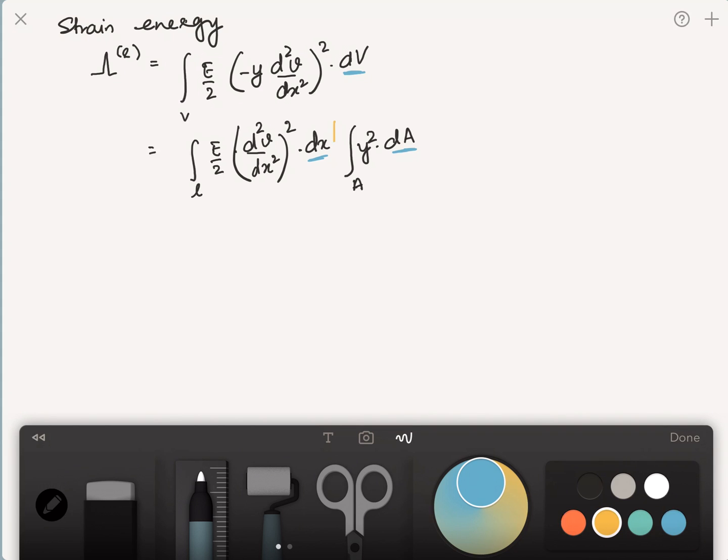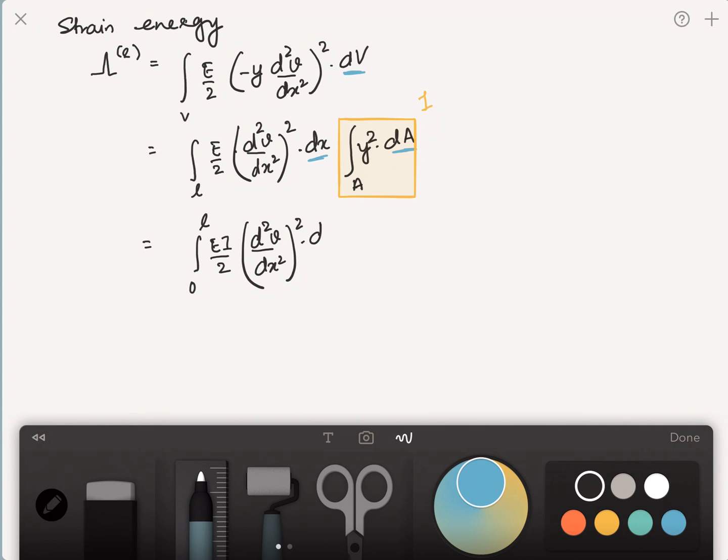Now we know that this part is equal to the second moment of area, or the moment of inertia, as we know as I. That means we can replace it by I. The second derivative of the displacement can now be expressed further, so I can write this as integral 0 to L EI by 2 d square v dx square whole square dx. Now let's get this term sorted out for us.